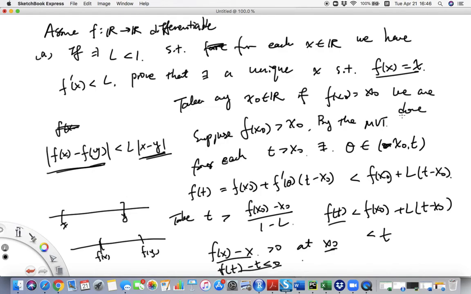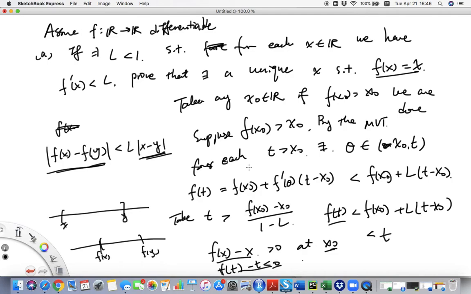All right. So it is also possible that f of x0 is less than x0, but the logic's the same. So I will leave that as an exercise.